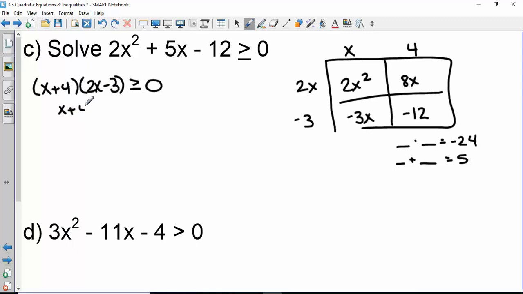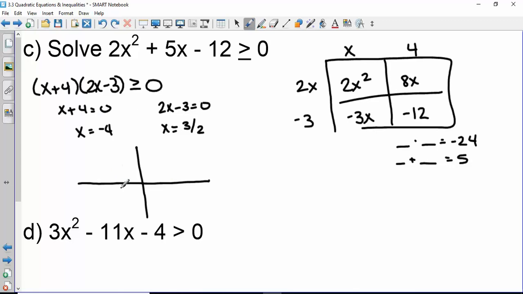Okay, so then we set each of these to 0. So that's negative 4 and a positive 3/2. When we just think about the graph, you don't have to be real precise with this. If you just want to say this is negative 4 and this is positive 3/2, I'm not grading your graph. We know it was a positive x squared, so it opens up.